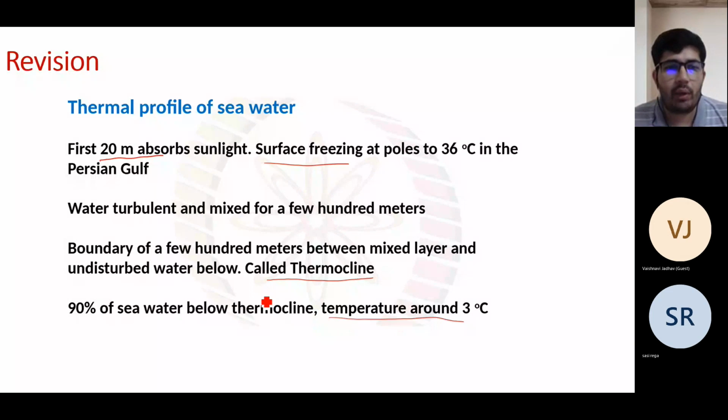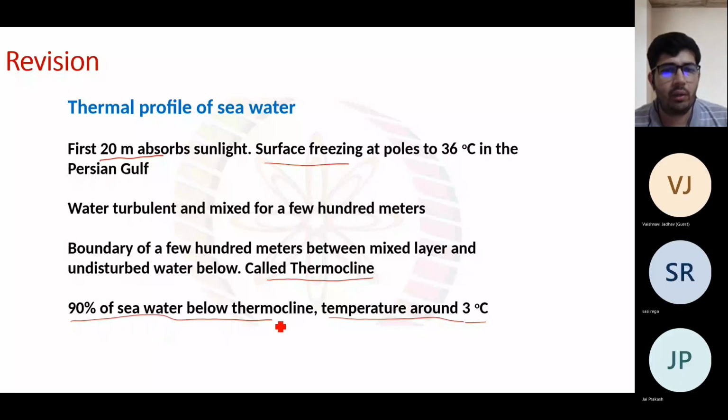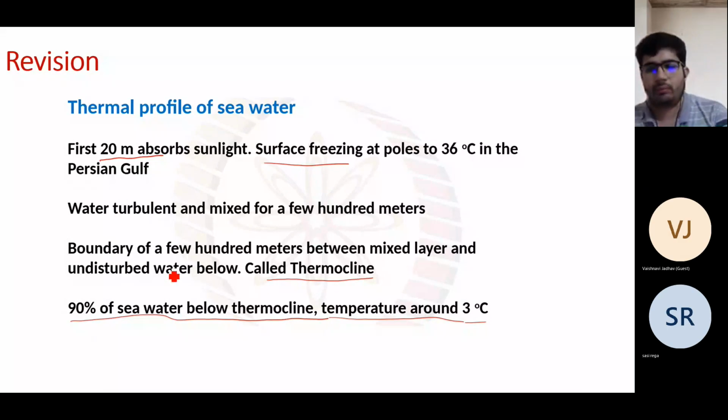Up to this thermocline, where the turbulent mixing of water is there, the upper layers of water, which have absorbed the sunlight, will maintain some temperature. But below this thermocline, the temperature will be around 3 degrees. And 90% of water is below this thermocline. Only 10% of water is above the thermocline.